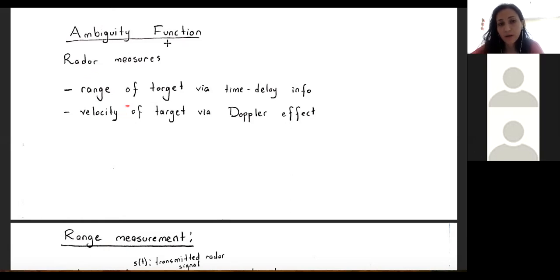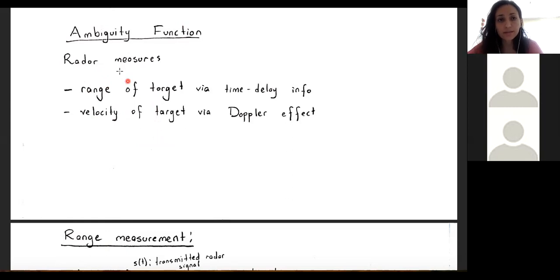Okay, so the ambiguity function will be useful for us to measure the range of a target, or the distance of a moving target, and its velocity at the same time. And it will help us to understand the trade-off between these two measures.